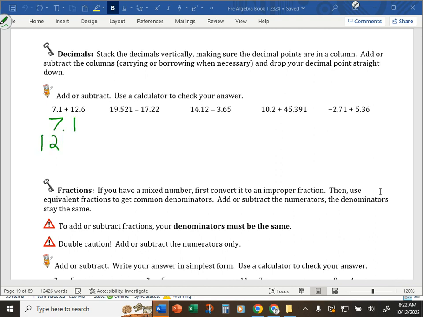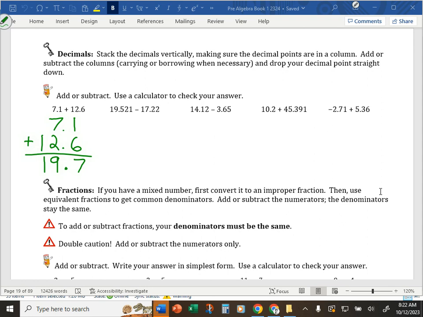7.1, 12.6. I remember this. Right? Now I've got my tenths with my tenths, my ones with my ones, and no tens, but my 10 there. And then it's just addition vertically, yeah? Sure. 1 plus 6 is 7. Drop down my decimal. 7 plus 2 is 9. Drop down the 1. 19.7 is my answer.